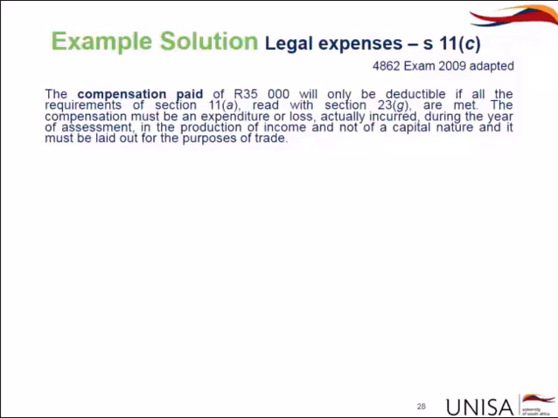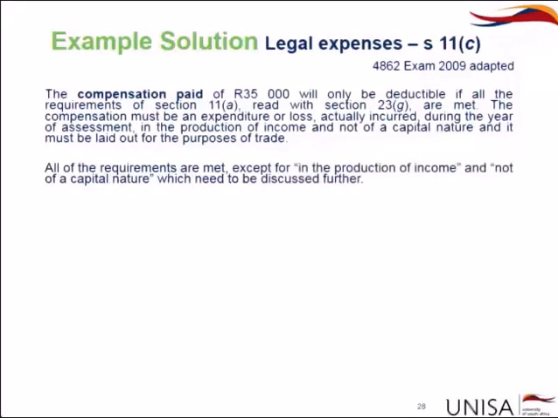the $35,000, and it will only be deductible if we meet the requirements of Section 11A read with Section 23G, which means it needs to be compensation that is the expenditure or loss actually incurred during the year of assessment in the production of income and not of a capital nature, and it must be laid out for purposes of a trade. So we don't really have a problem with most of the aspects except looking at whether or not this was in the production of income and whether or not it is capital in nature or not. So all those other requirements are met.